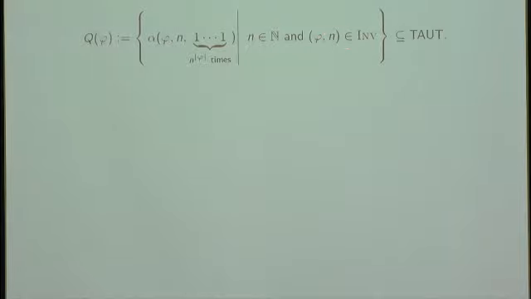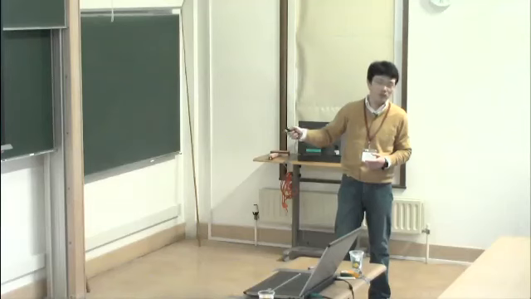Now let's fix a formula phi from this logic. We consider the following set Q of phi, which consists of all the instances produced by this reduction, where n is a natural number and (phi, n) is in our invariant relation. It's clear this has to be a subset of TAUT, because I require that (phi, n) is a yes instance, and alpha is a reduction from yes instances to tautologies.